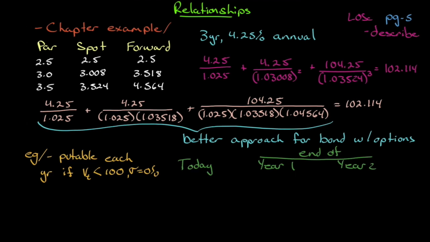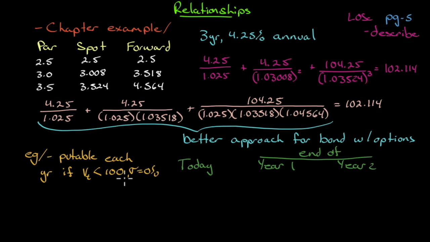All right, let's change this to a puttable bond. We have the same example up top here, a 3-year, 4.25% annual bond, but this time it's going to be a puttable bond, and it's puttable each year, so it's Bermuda style. If the value of the bond at that time is less than 100, again, zero volatility. Once we introduce volatility, of course, we're going to have upper and lower bounds on each of the forward rates per period, but here it's zero volatility.